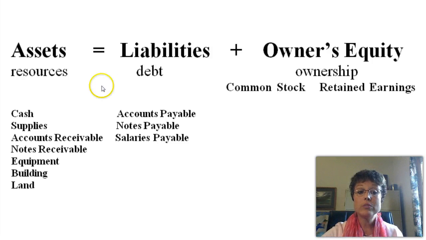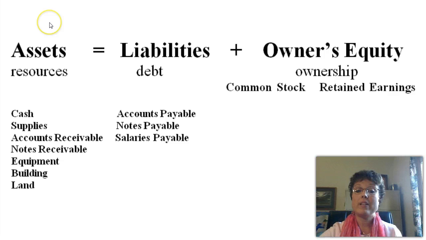Pay a bill we owe? That's going to decrease cash, an asset, and also decrease the liability, accounts payable, since we no longer owe that amount. Collect from a customer? That's going to increase our asset cash, and it's going to decrease our asset accounts receivable because we'll no longer be receiving that money in the future.